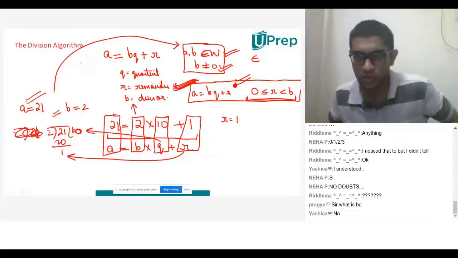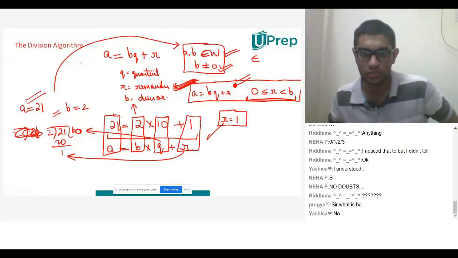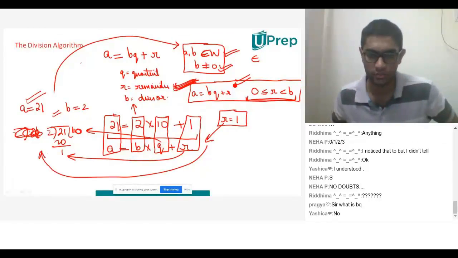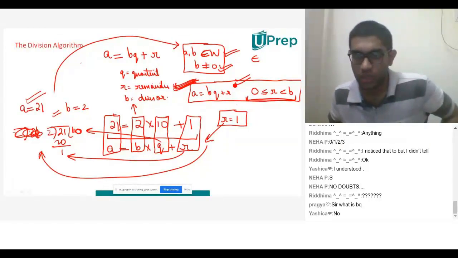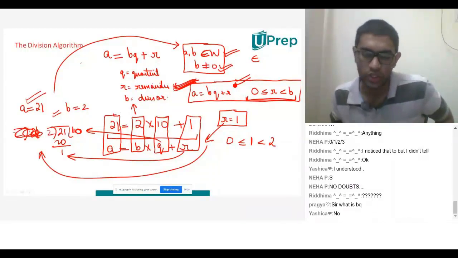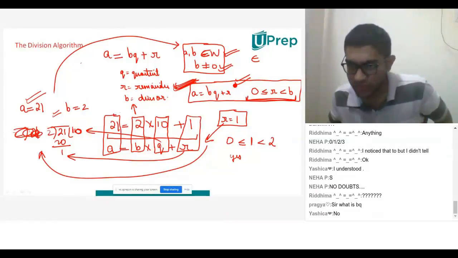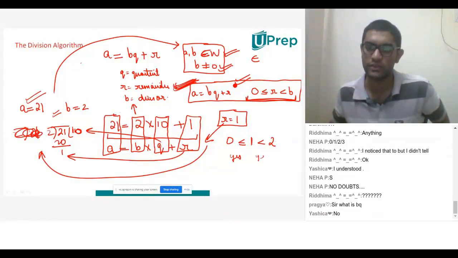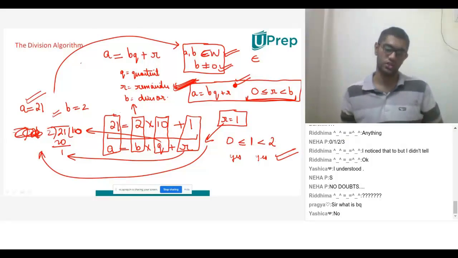The remainder is 1. We got the remainder as 1, correct? Even when we divided. Now, let's see if it satisfies this condition. He says 0 less than or equal to 1 less than 2. Is 1 greater than or equal to 0, guys? Yes. Is 1 less than 2, guys? Yes. It satisfies the condition.